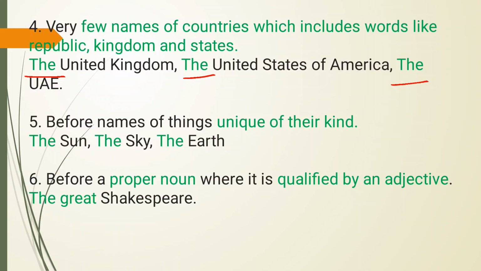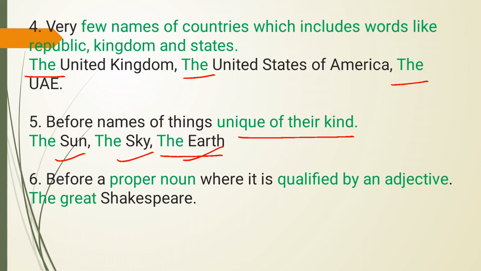We also need to remember that the article the is used before names of things unique of their kind. Yes, the sun, the sky, the earth. You might have read the sentence in your science, the earth revolves around the sun. So in this sentence we have used the earth and the sun because these things are unique of their kind.